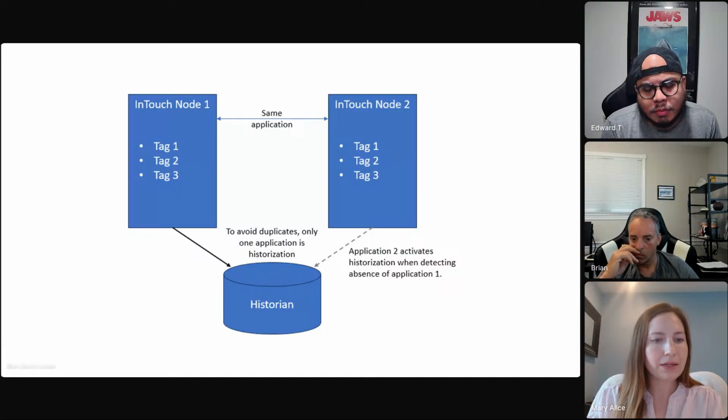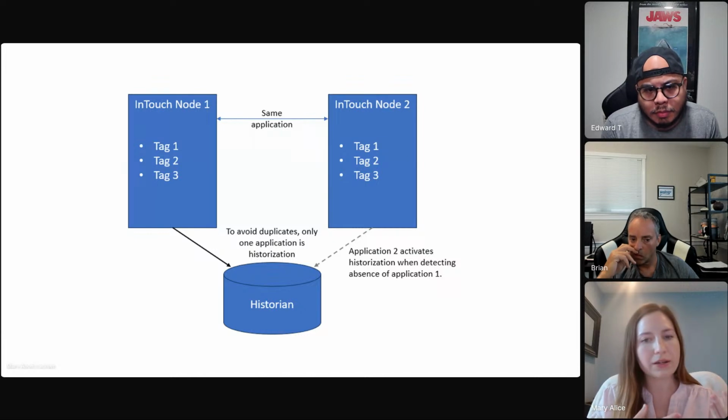When there's a failure on node one, node two will detect that its partner node is inactive, and node two will start to log the data and the alarms. Then when node one comes back online, it will see that node two is active, so node one will stay passive until there's a failure on node two.